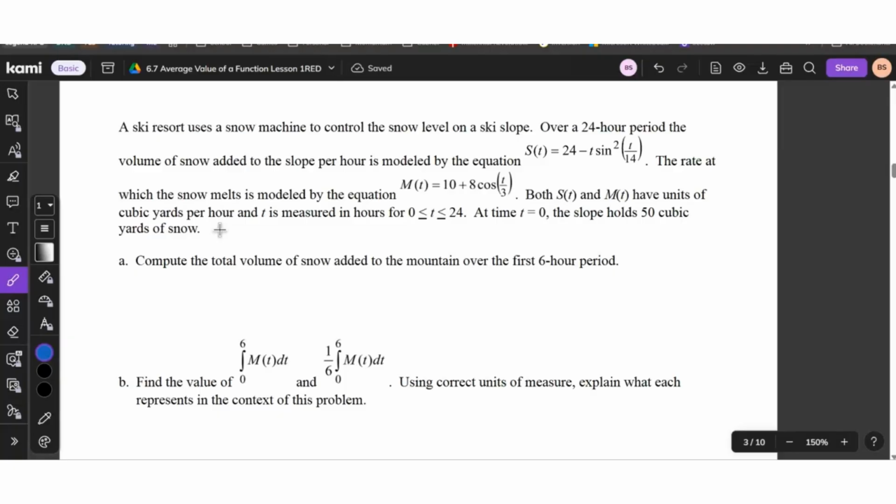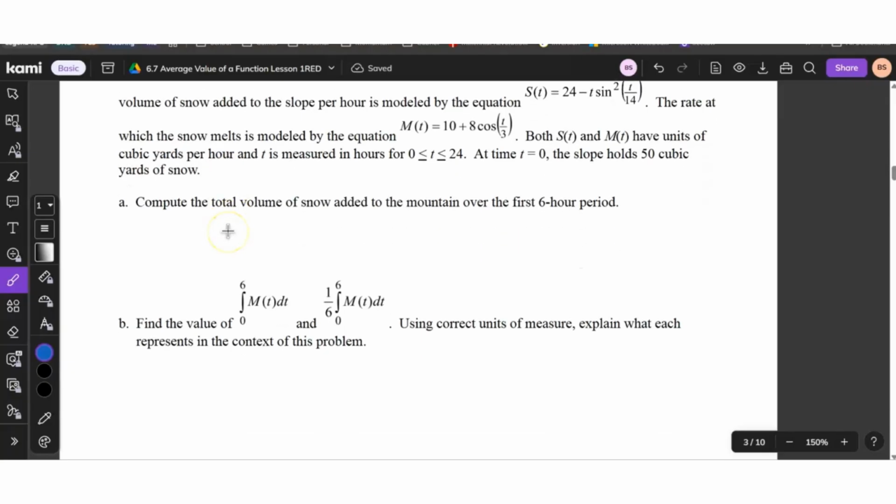Ski resort uses a snow machine to control the snow level on a ski slope. Over a 24-hour period, the volume of snow added to the slope per hour is modeled by S of t. The rate at which the snow melts is modeled by M of t. Both have units of cubic yards per hour, and t is measured in hours from 0 to 24. At time 0, the slope holds 50 cubic yards of snow. Compute the total volume of snow added to the mountain in the first 6-hour period.